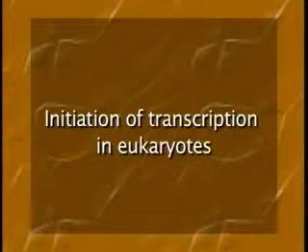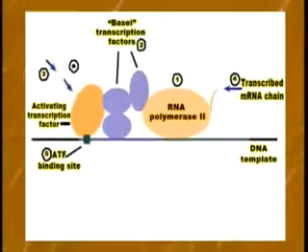Now, initiation of transcription in eukaryotes. In eukaryotes, the initiation is more complex. It involves a number of specific transcription factors. The process is followed for polymerase II, resulting in the synthesis of mRNA. The process is essentially similar to Pol I and Pol III. For initiation, it requires a number of transacting factors along with RNA polymerase.